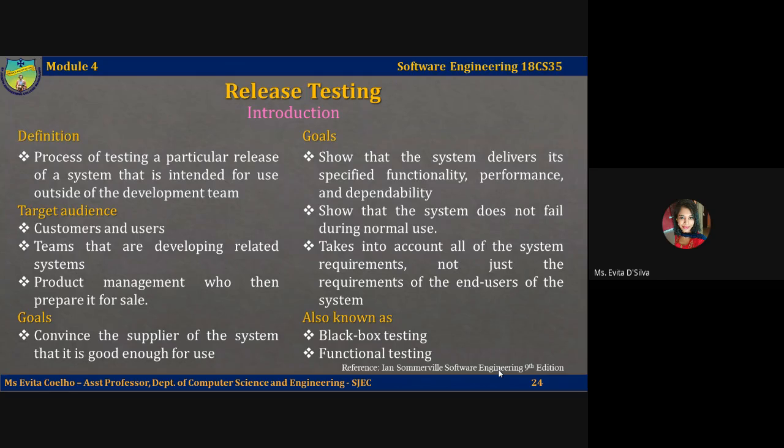If you consider a complex project, the release could be for other teams that are developing the related systems for this system. And for software products, the release could be for product management who then prepare it for sale. The primary goal of release testing process is to convince the supplier of the system that it is good enough for use. If so, it can be released as a product or delivered to the customer.